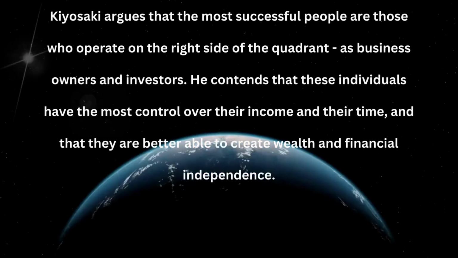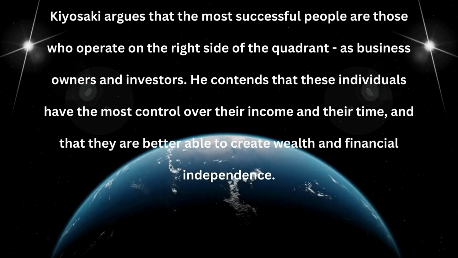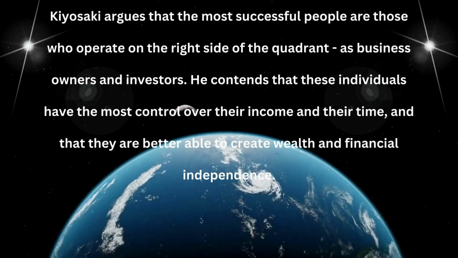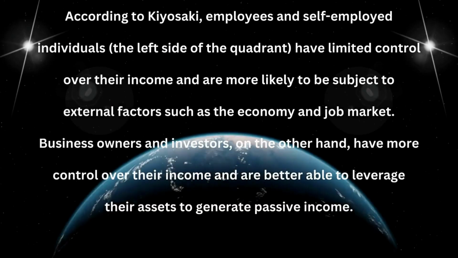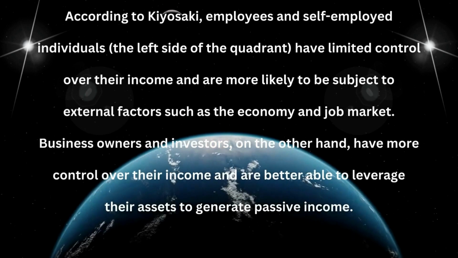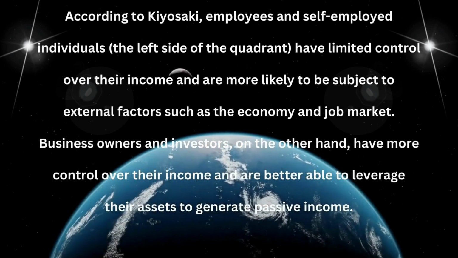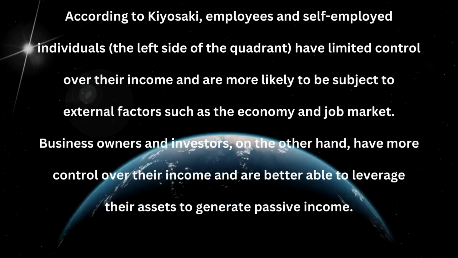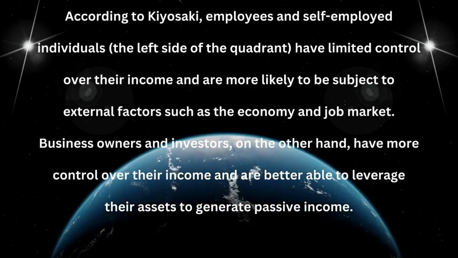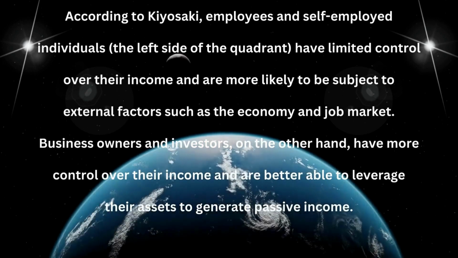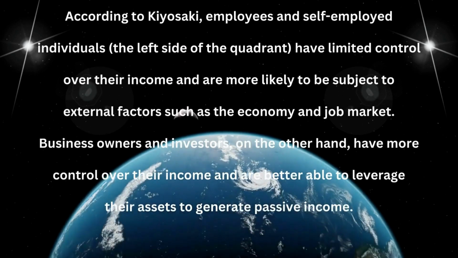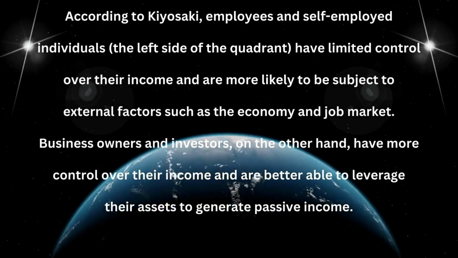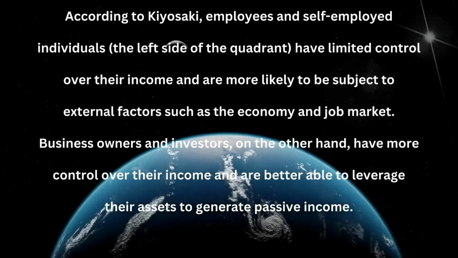He contends that these individuals have the most control over their income and their time, and that they are better able to create wealth and financial independence. According to Kiyosaki, employees and self-employed individuals, the left side of the quadrant, have limited control over their income and are more likely to be subject to external factors such as the economy and job market. Business owners and investors, on the other hand, have more control over their income and are better able to leverage their assets to generate passive income.